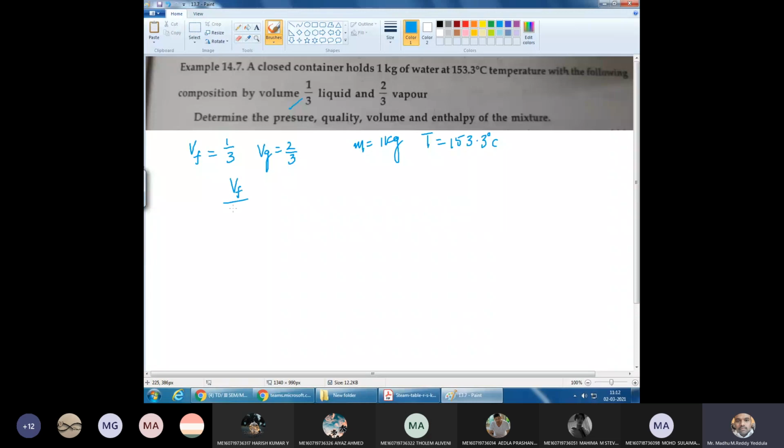So the volume of the fluid divided by the volume of the gas. Volume I can write as mass into specific volume. Specific volume can be defined as the ratio of volume to the mass. So volume is equal to mass into specific volume, right?